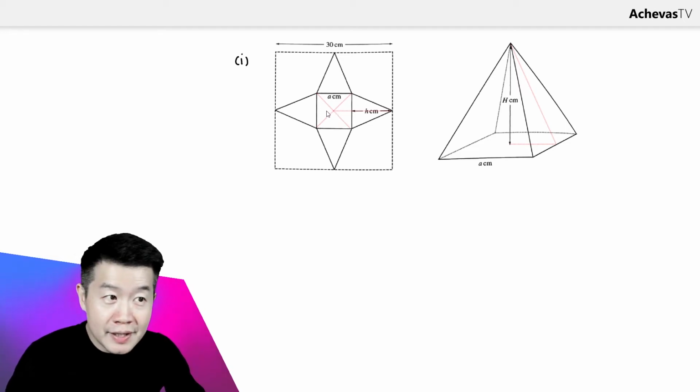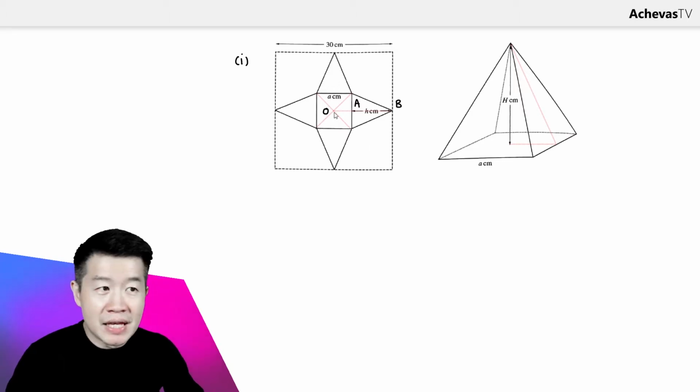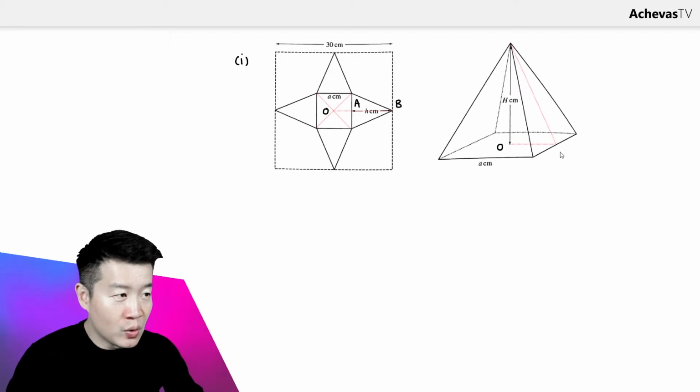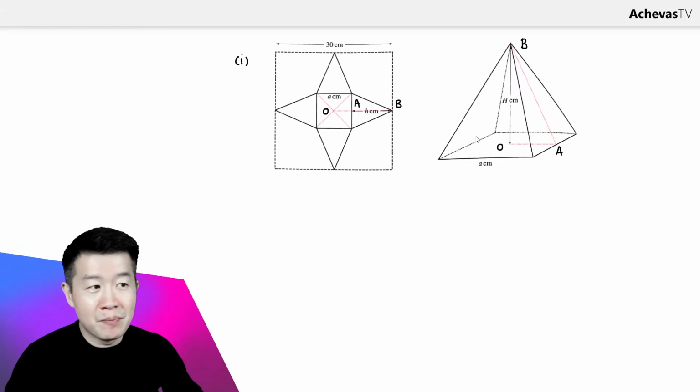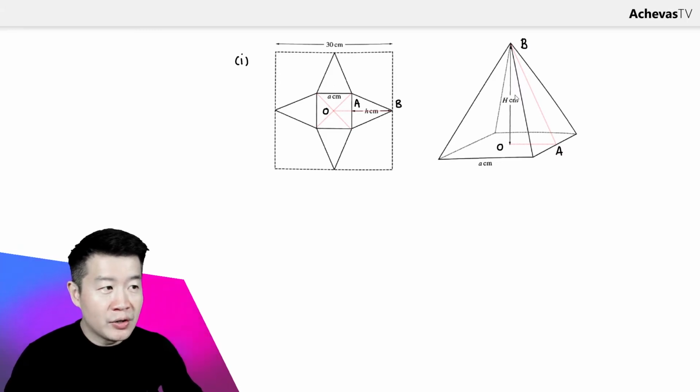If I were to name this point here O, this point here A, and this B, transferring these three points onto this diagram, here will be O, this will be A, and this point here will be B. So in order for us to come out with an equation in terms of H, first let's try to find OA based on this diagram. OA is half of A.